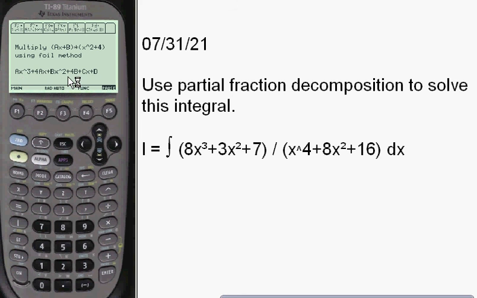Isn't this fun? Total waste of time, but you know, that's why I program it. I don't have to ever touch it again. I don't have to ever think about it again.